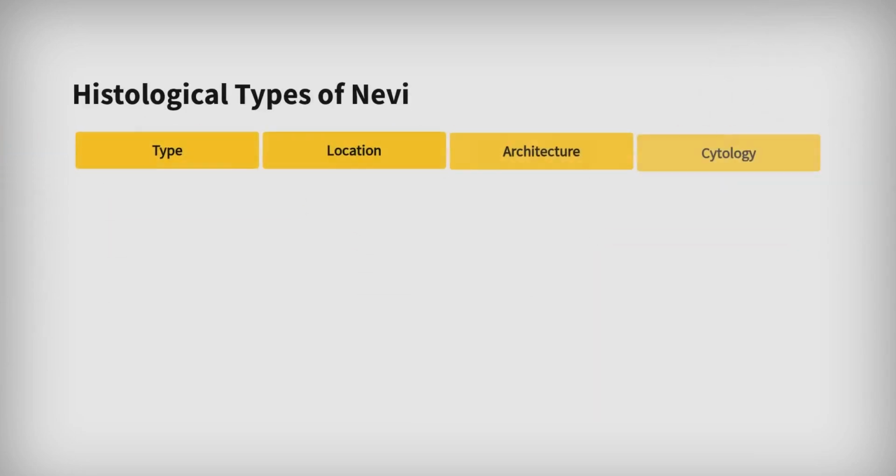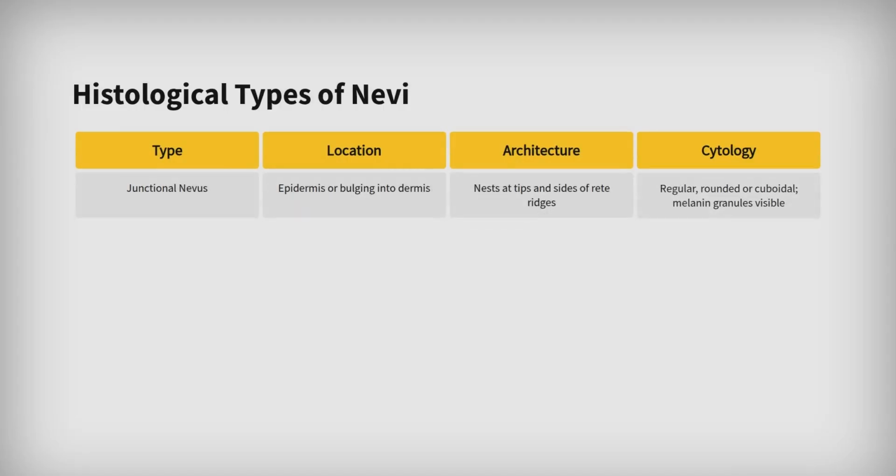Notice how histological types of nevi differ in location, architecture, and cytology. Junctional nevus is located in the epidermis, or bulging into the dermis, with nests at the tips and sides of rete ridges and regular rounded or cuboidal cytology.